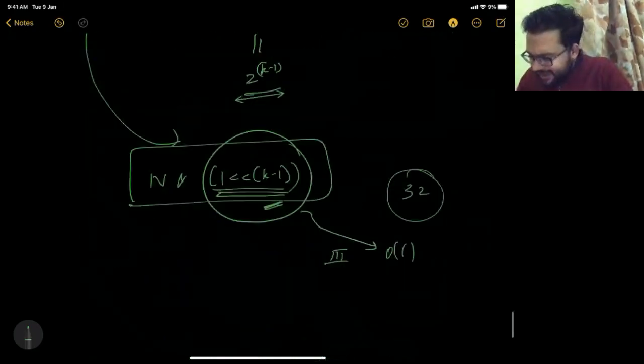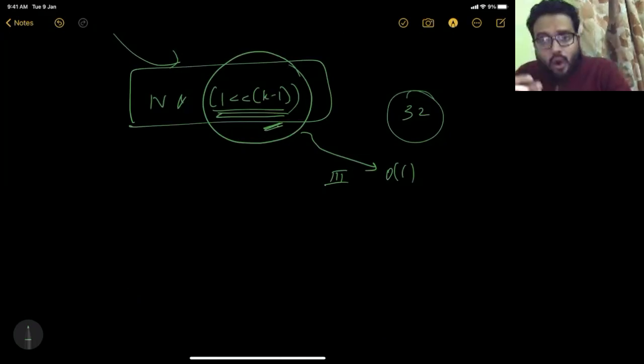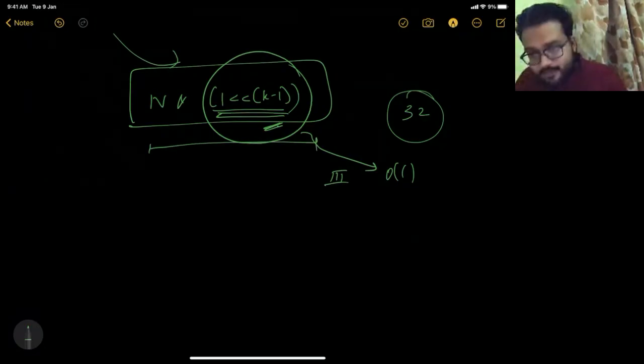Isn't that correct, guys? My question to you is, if I essentially had 32 bits, what is the biggest number that I could have stored? The biggest number that I could have stored would be 2 power 32. So if I wanted to solve this problem for the biggest number, in the second approach, I would have taken log k time, which would essentially be order log of 2 power 32.